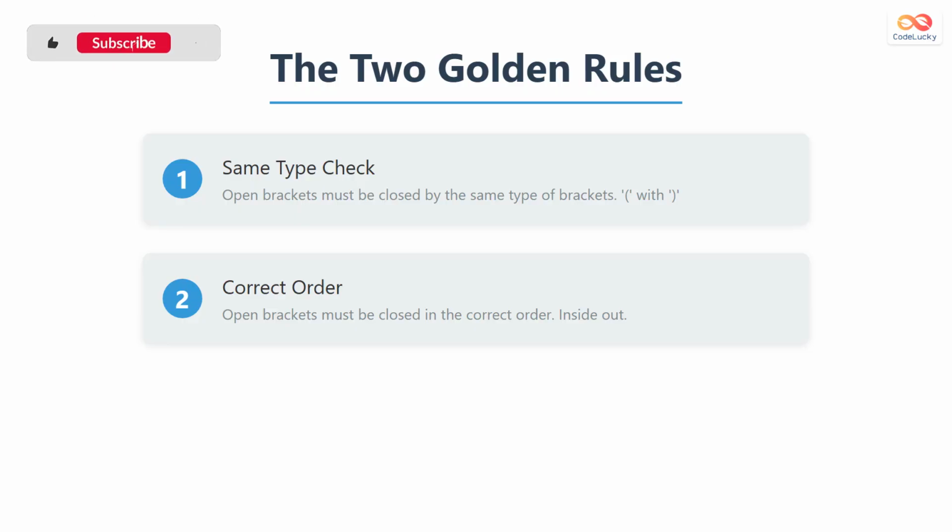To solve this, you need to follow two golden rules. First, every open bracket must be closed by the same type of bracket. You cannot close a round parenthesis with a curly brace. Second, they must be closed in the correct order. This means the most recently opened bracket must be the first one to be closed. Think of it like layers of an onion.